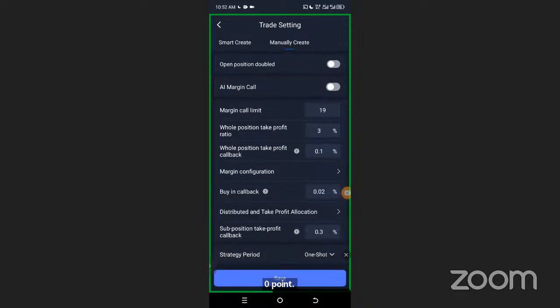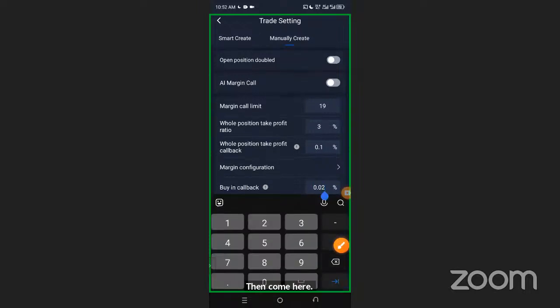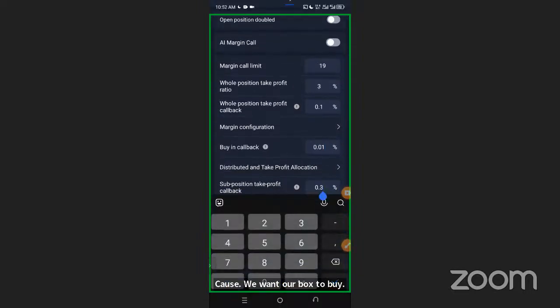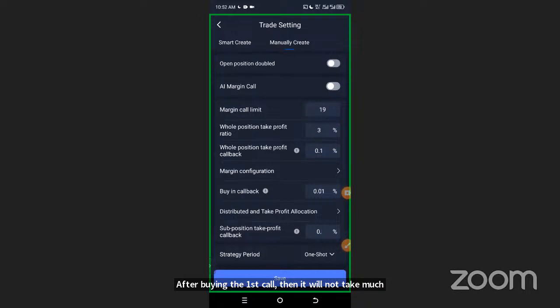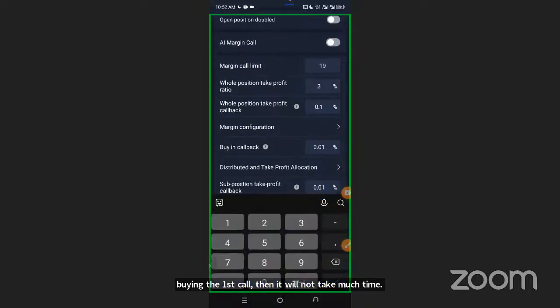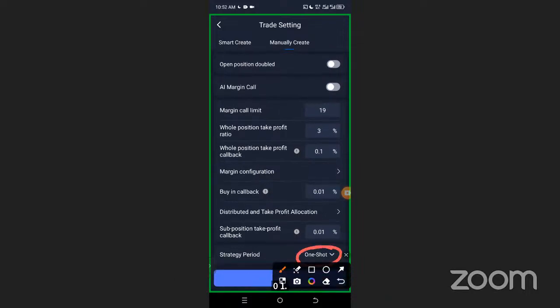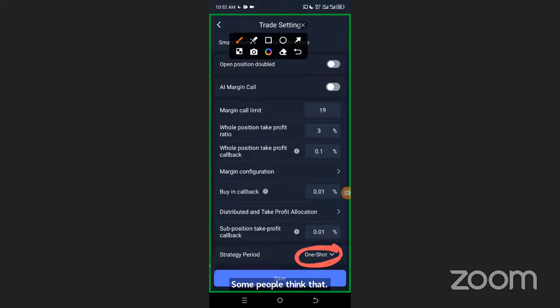Then come here. You put 0.01 because we want our robot to buy. After buying the first call, it will not take much time to buy another call. Even here, come and put 0.01. Then here, put it in one shot. Some people think that if you are trading with more margin calls, it should be in a cycle. No. It should be in one shot.